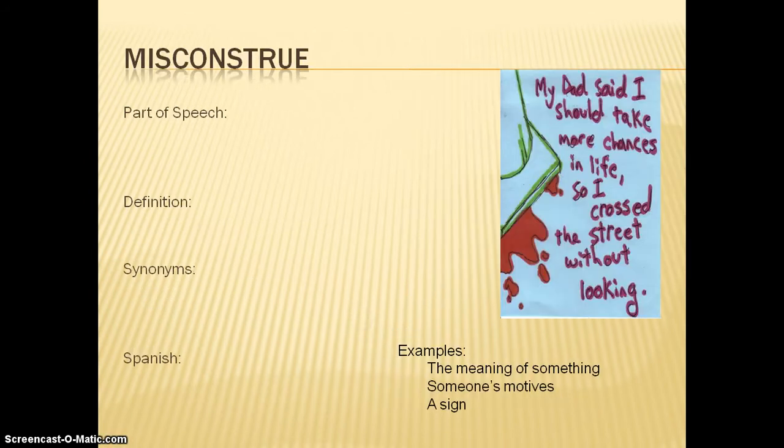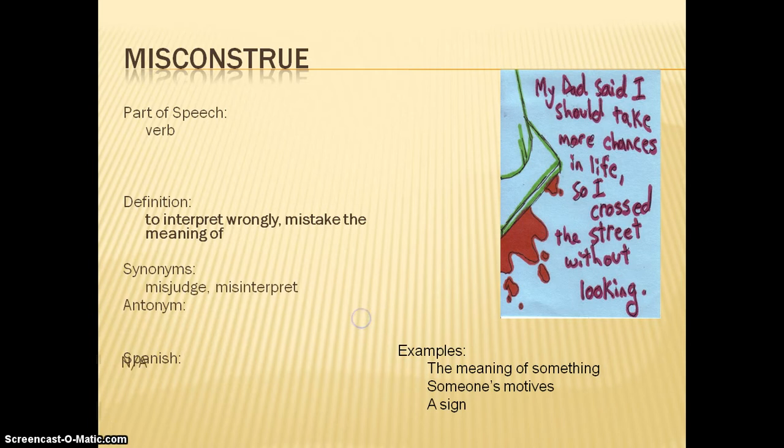Misconstrue. Again, mis means wrong, it means off, it means not. So construe means to understand. So misconstrue means to misunderstand, to interpret wrongly, to mistake the meaning of. If you try to do something nice for someone, but you kind of mess it up and they don't understand that it was supposed to be nice, they might misconstrue the meaning, they might take it as an insult when you meant it as a compliment. They misjudge, they misinterpret, they misconstrue.